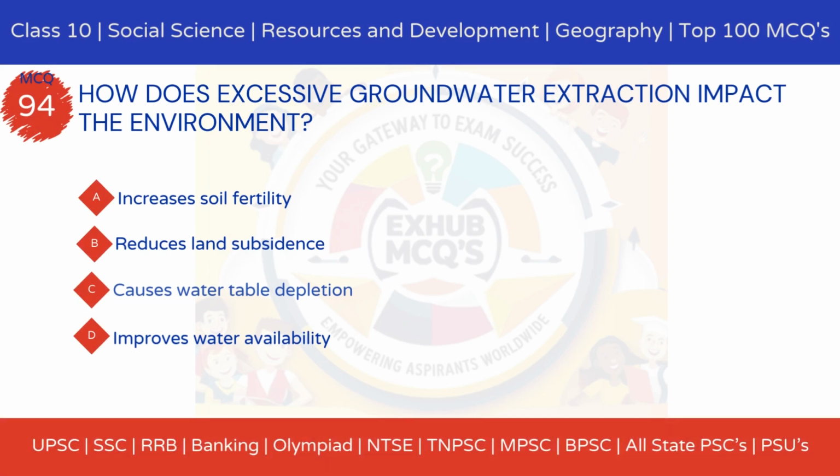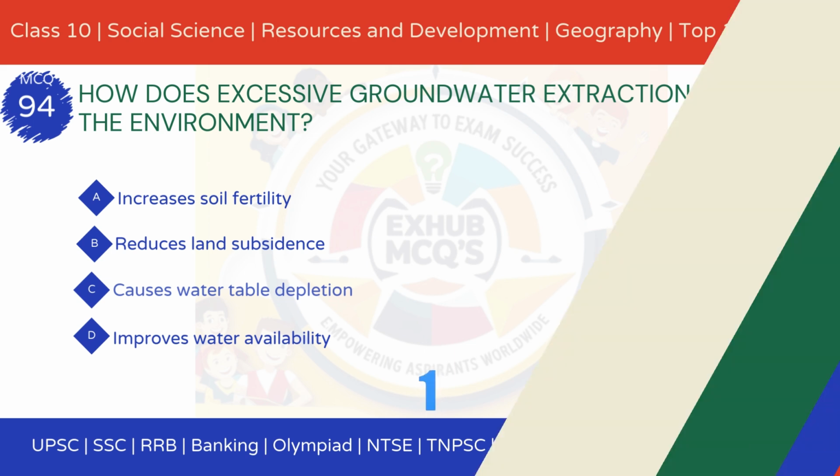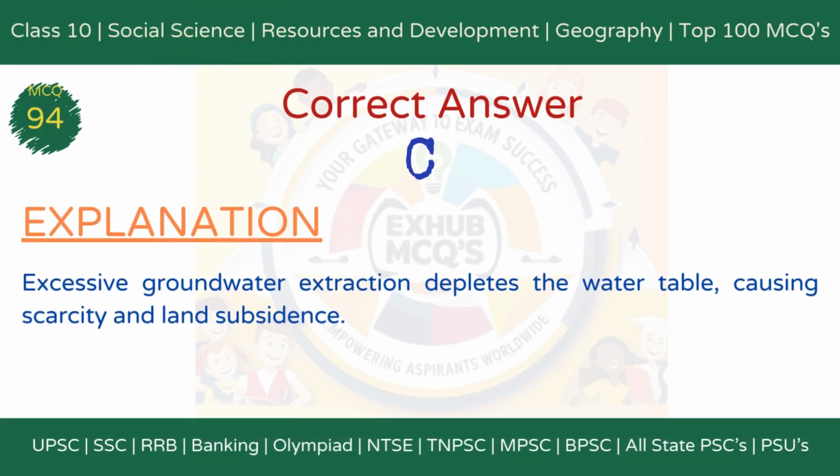MCQ 94. How does excessive groundwater extraction impact the environment? Option A, increases soil fertility. Option B, reduces land subsidence. Option C, causes water table depletion. Option D, improves water availability. The correct answer is option C, causes water table depletion. Explanation. Excessive groundwater extraction depletes the water table, causing scarcity and land subsidence.